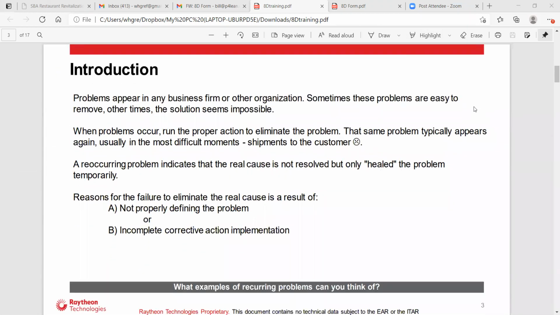Problems appear in any business. Sometimes they are easy to remove, other times almost impossible. When they occur, we want to run the proper action. This is a very disciplined approach to the problem solving. A recurring problem indicates we didn't get the root cause, so we want to make sure we do that here, and we don't want to just heal the problem temporarily. And the reasons for the failure to eliminate the real cause are usually not properly defining the problem or incomplete corrective action implementation.